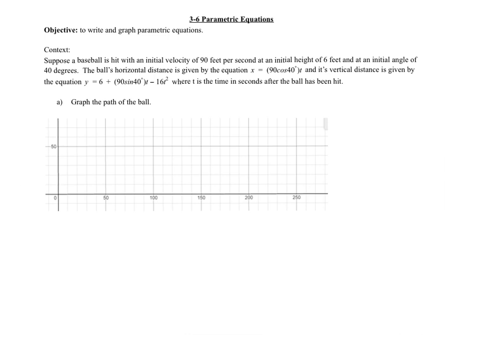Then the ball's horizontal distance is given by the equation x equals 90 times the cosine of 40 degrees times t, where t is how long after the ball has been hit, and its vertical distance is given by this equation. Again, t is the time in seconds after the ball has been hit. So we want to graph the path of the ball.